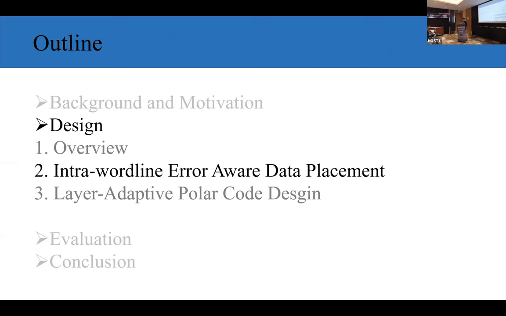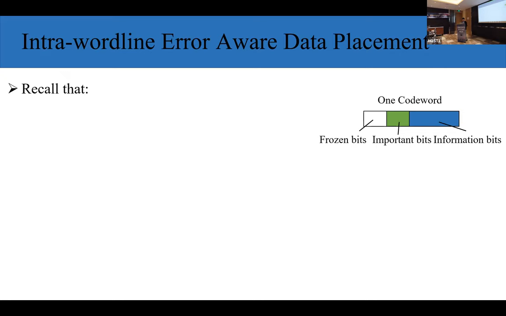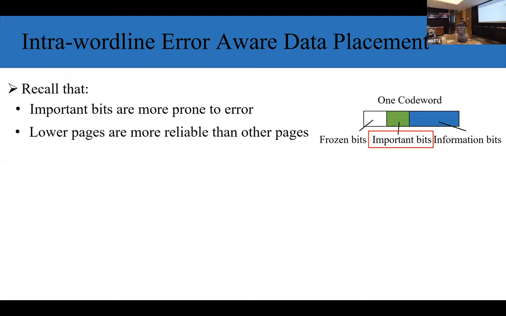The intra-wordline error aware data placement. As we mentioned before, a code word of polar code consists of information bits, important bits, and frozen bits. And the important bits are more prone to error. If they have higher reliability, the error correction capability of the polar code can be improved. Thus, important bits should have higher priority to be stored in more reliable positions. And also recall the intra-wordline variation in 3D flash memory, in which lower pages are more reliable than other pages. Based on these two characteristics, the key idea of intra-wordline error aware data placement is that it stores important bits into lower pages.